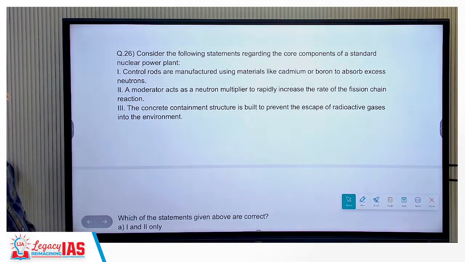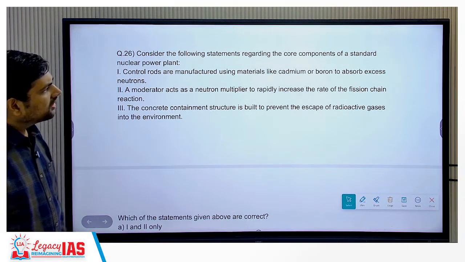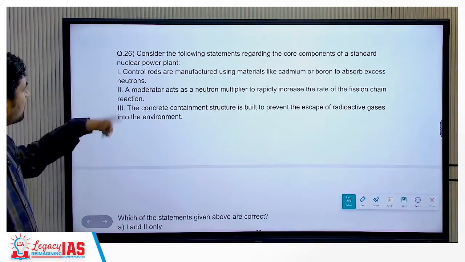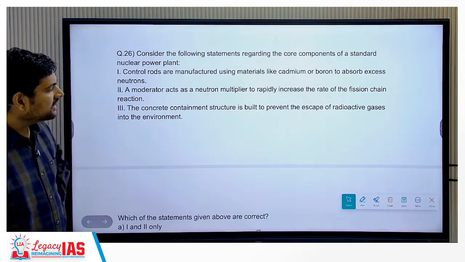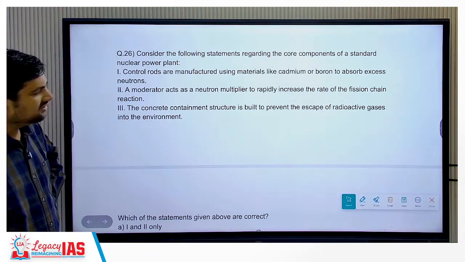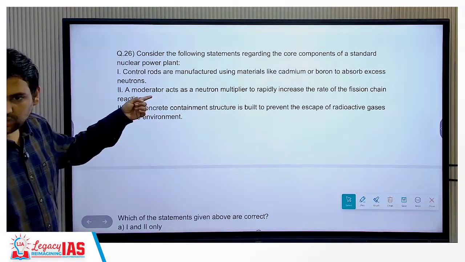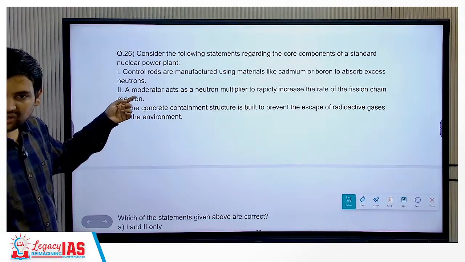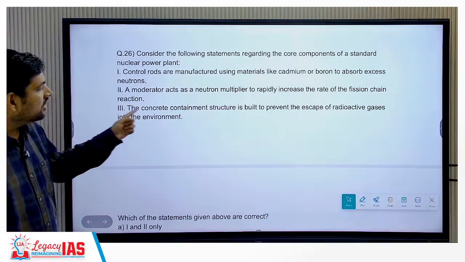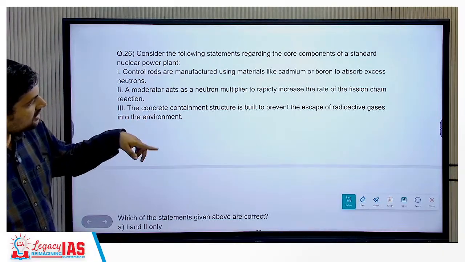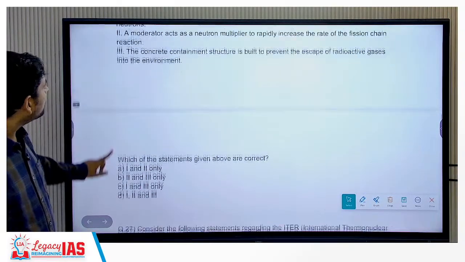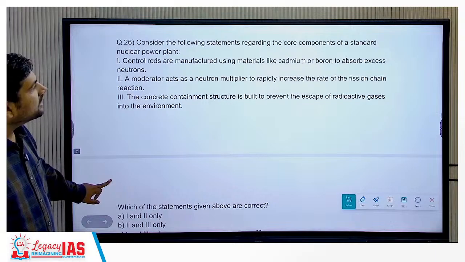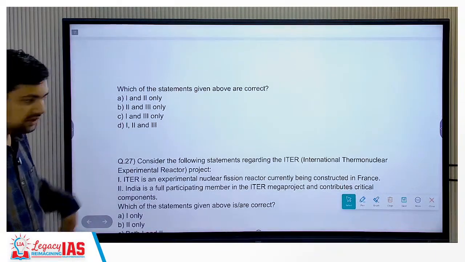Then, core components of a standard nuclear power plant. Okay, control rods, cadmium or boron, absorb excess neutrons. What do you think? Yes, this is what control rods do. Then, a moderator acts as a neutron multiplier to rapidly... No, what does it do? A moderator slows down the neutrons so that the reaction is more proper. Then, the concrete containment structure is built to prevent the escape of it. Yes, this is correct. So the answer becomes what? Second is incorrect. The answer is 1 and 3. That is C.